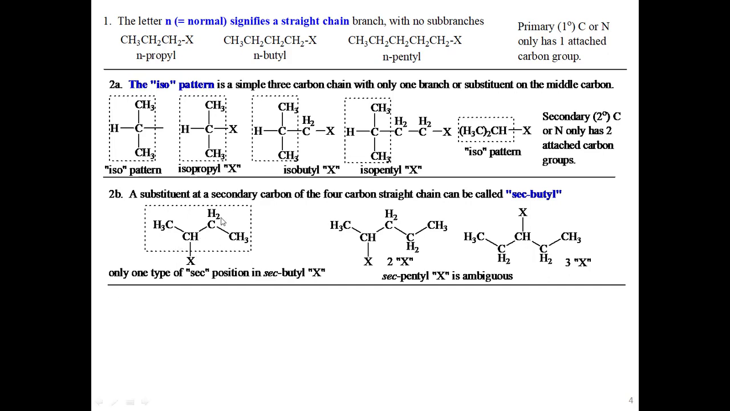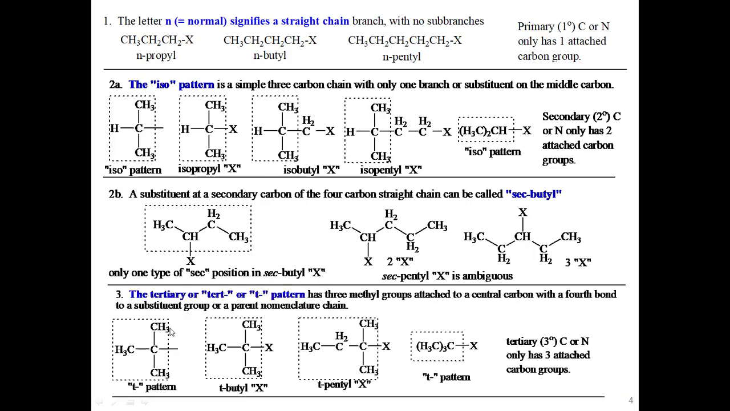Now it turns out that this is unique. Say we went to 5 carbons. If we went to 5 carbons, we could put an X there at the secondary position, so this would be 2X, but we could also put it at the third position, which would be 3X. And so they're both secondary, and it wouldn't be able to be distinguished between those two, so we don't use it there. So sec-butyl is unique. That's the only one we use it at.